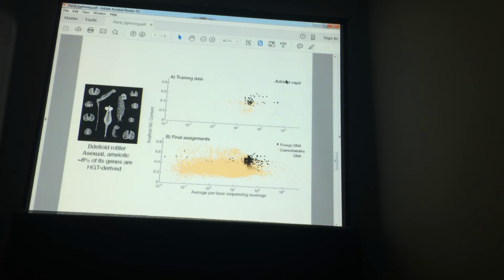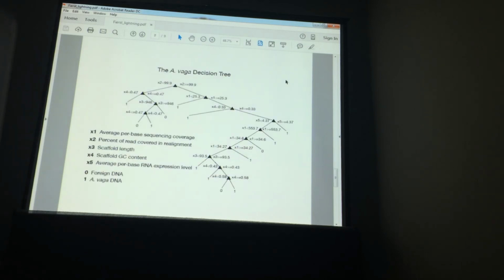When we ran the decision tree, we found that we could identify the foreign DNA, but it's much more complex now. You can see that the foreign ones are sort of nested in with the A. vaga DNA, and the decision tree is much more complex as well. Now we've got 5 factors that are diagnostic. We've got the average sequencing coverage, also the GC content. Now we've got scaffold length, a measure of how well things are assembled, the percent of reads covered in realignment, so how well your read dataset matches your assembly, and then the RNA expression, because these contaminants were found in both the DNA and the RNA.